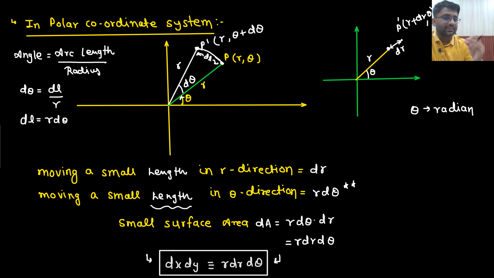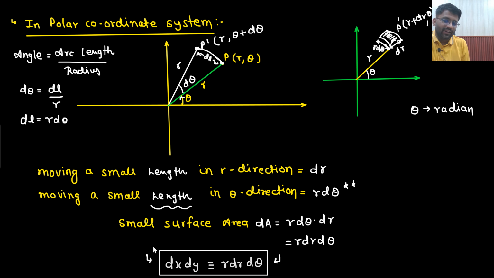Moving a small distance in the direction of r is dr, and moving a small distance in the direction of theta is r d theta. So what is this small area that you are getting? Approximately you will take it as a rectangle only. This distance was r d theta, right? So r d theta into dr, this much area we are getting. So this is the small area in the polar coordinate system.